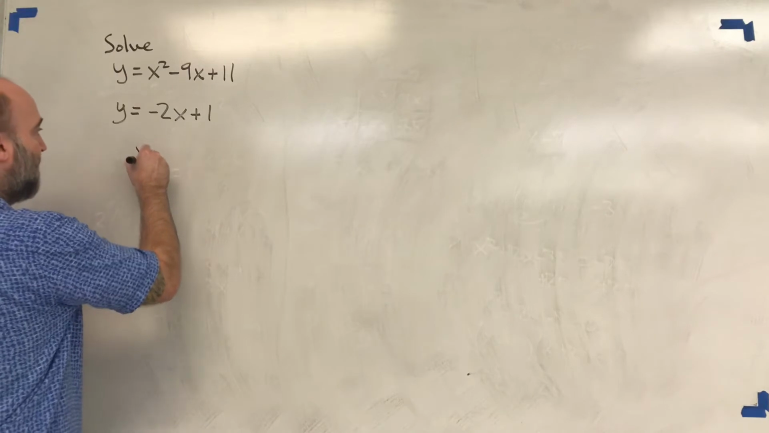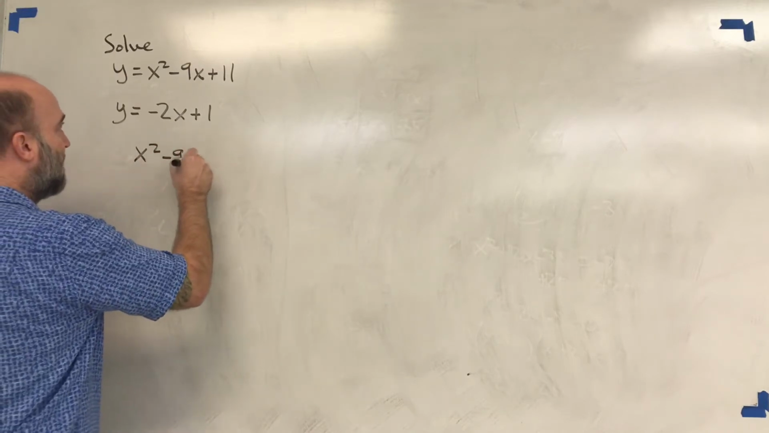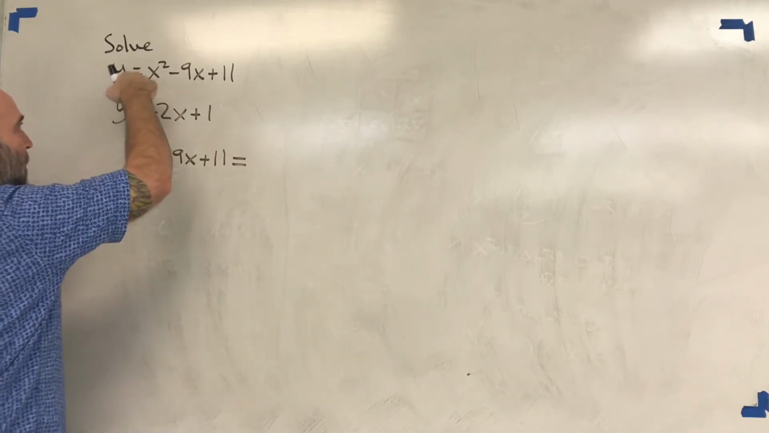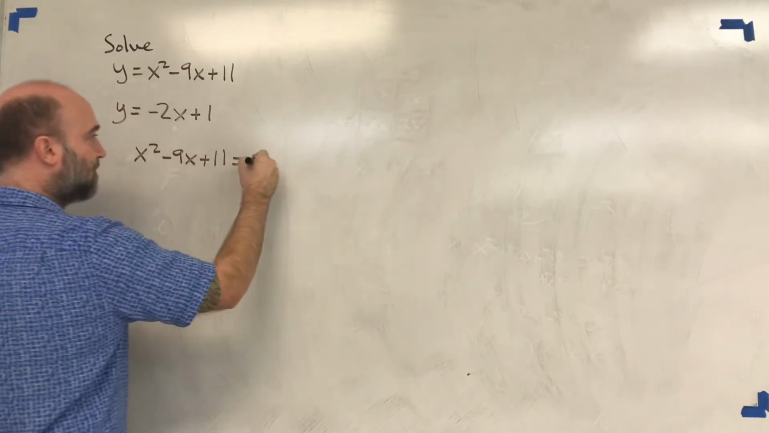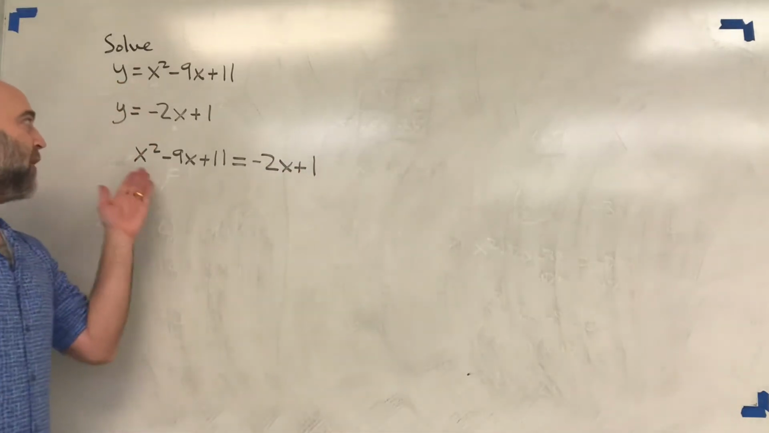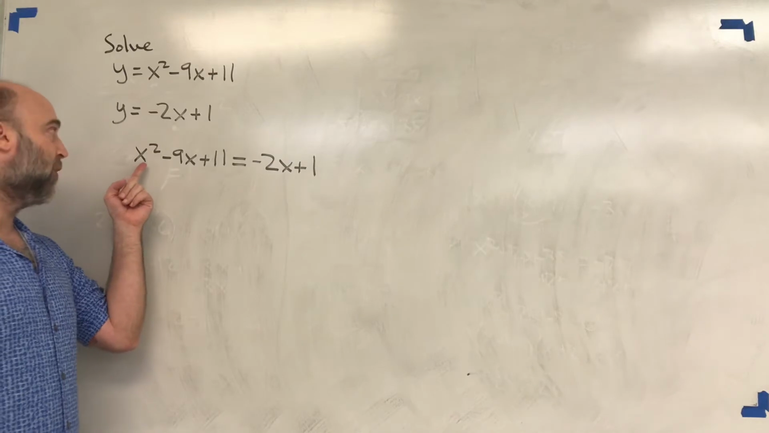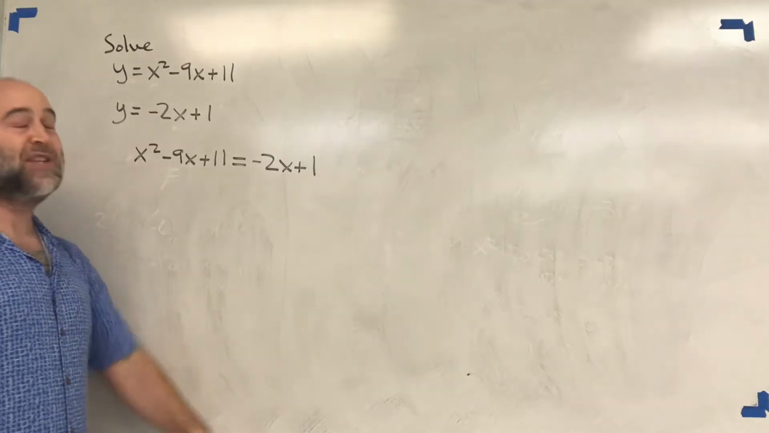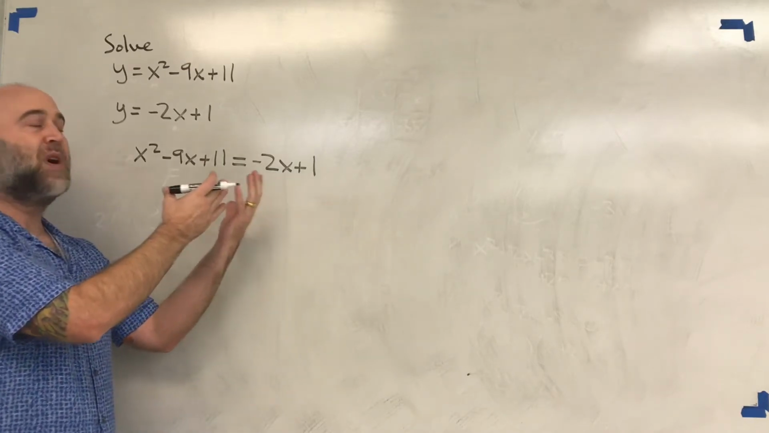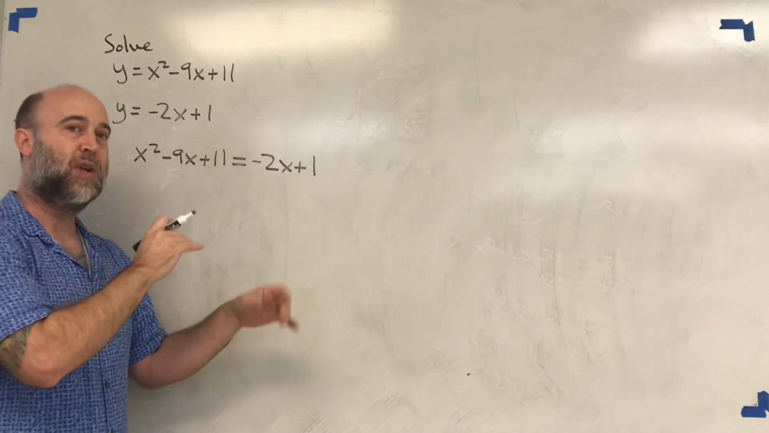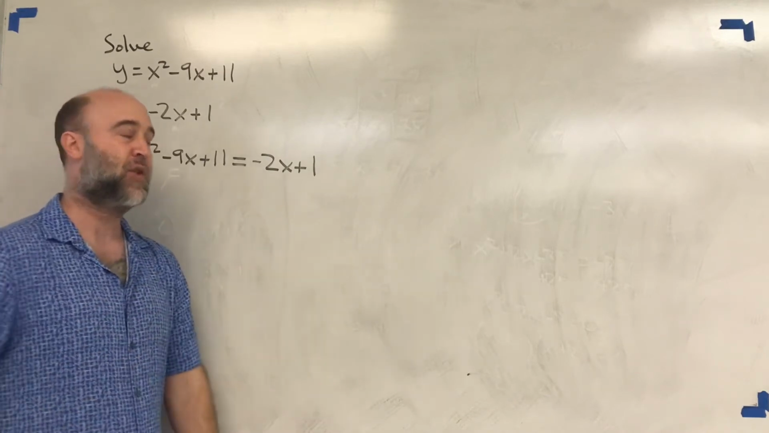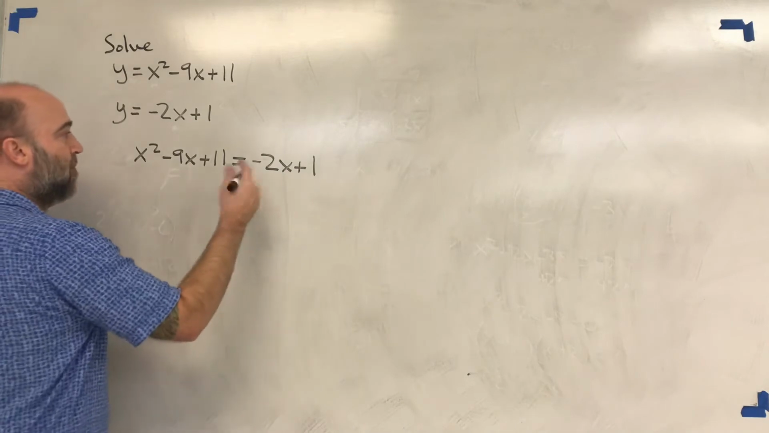I would start off with x squared minus 9x plus 11 equals, since they both equal y, they equal each other, negative 2x plus 1. Whenever you have a quadratic or a degree of 2, the strategy is a zero product property strategy. So we want to move everything over to one side so it equals 0, and then we try to factor it so that we can use those factors. Each factor has to total 0. So move everything to one side.